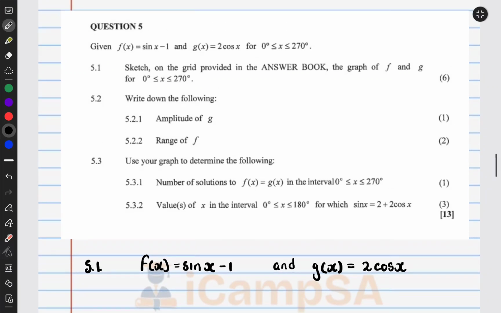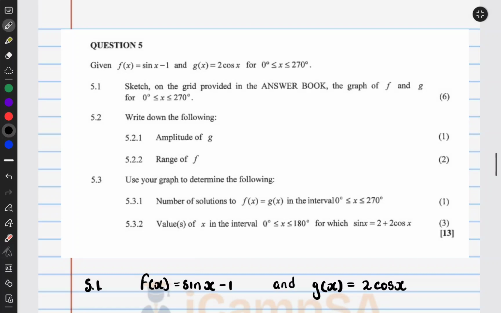Okay, first things first, before we go any further, let's look at what we are given. Sin x minus 1. What does that minus 1 represent? It represents that the function has been shifted 1 unit downwards. And g of x is 2 cos x, which means the cosine function has been stretched by a factor of 2. That's a vertical stretch, and it also represents our amplitude.